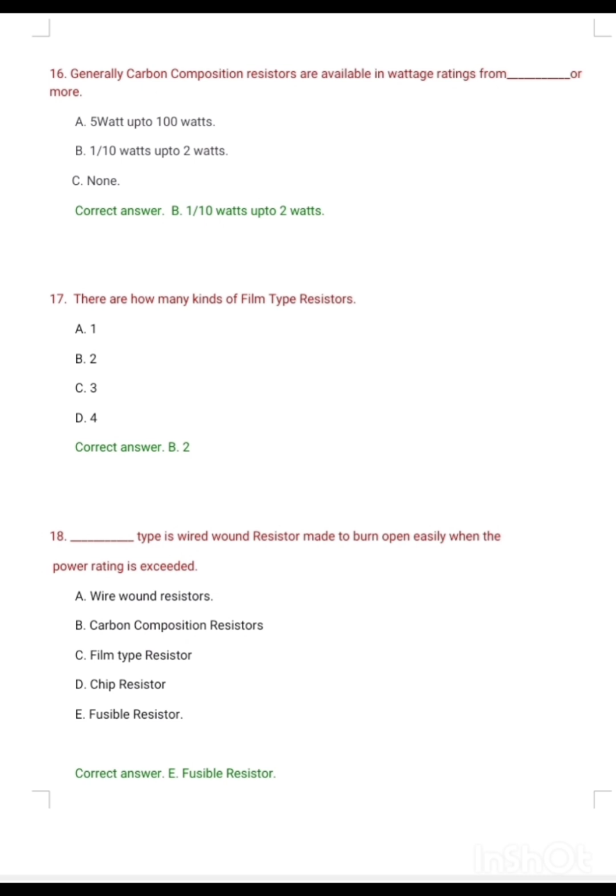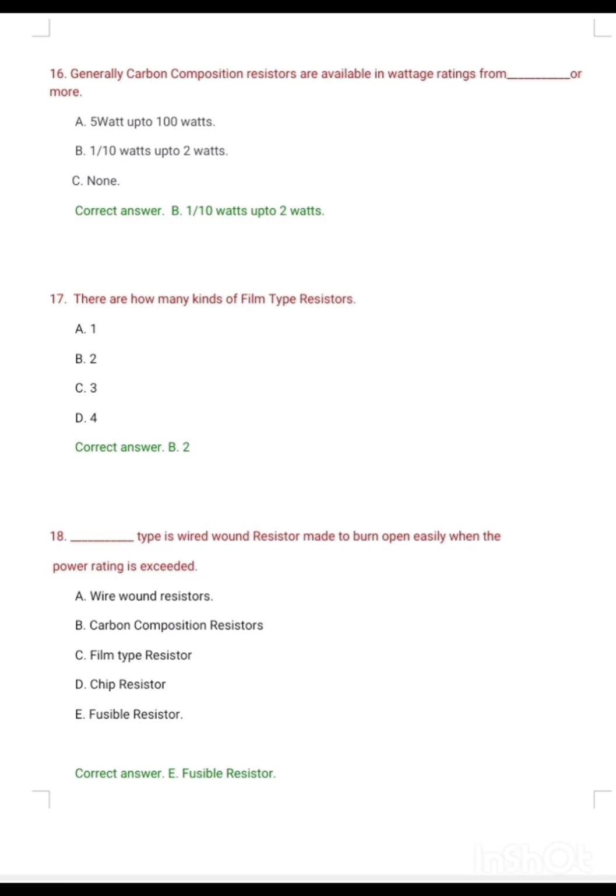16. Generally, carbon composition resistors are available in wattage ratings from ___ or more. A. 5 watts up to 100 watts. B. 1/10 watts up to 2 watts. C. None. Correct answer: B. 1/10 watts up to 2 watts.